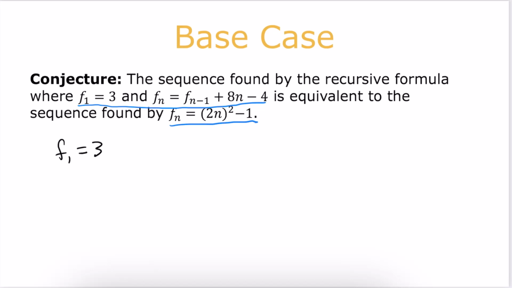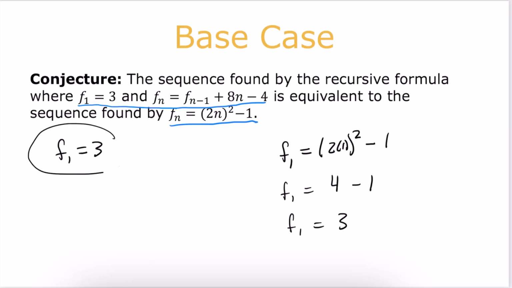In the explicit formula, the first term is defined to be 2 times the 1, because it's the first term. Then you square that and minus 1, which means that if we simplify this, 2 times 1 is 2. Then when you square that, that gives you 4. And 4 minus 1 does give you the result of the first term being 3. Since the recursive formula and the explicit formula give you the same result for the first term, that means you've proven your base case. So the base case is really easy. You just prove that the first term in each sequence is equal to each other.